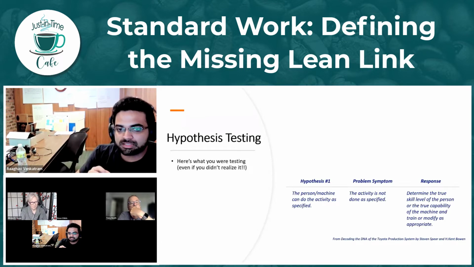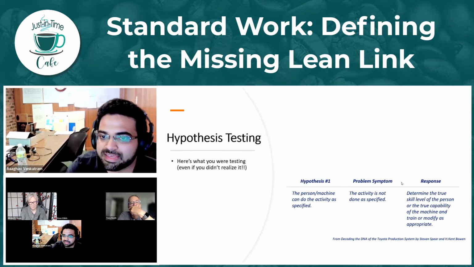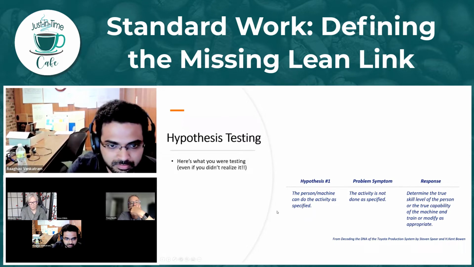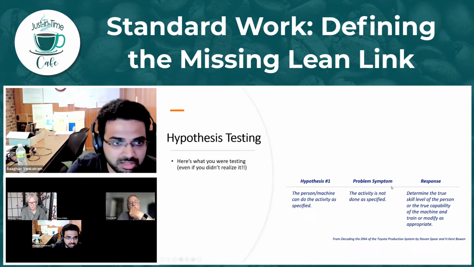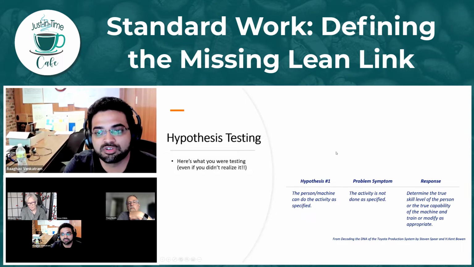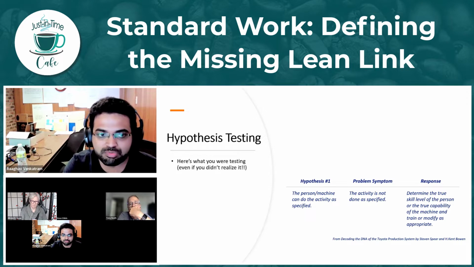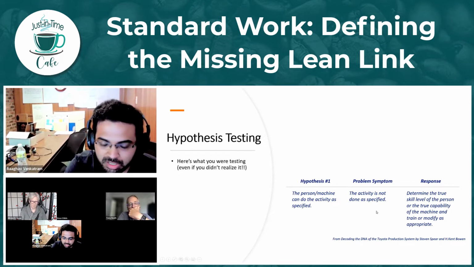The hypothesis is that the person or machine can do the activity as specified. Can the person or machine do the activity as specified? The problem symptom is the activity is not done as specified, as in this case. And the response is you determine the true skill level of the person or the true capability of the machine or the process, and train or modify as appropriate. Now, this has been adapted from Decoding the DNA of the Toyota Production System.